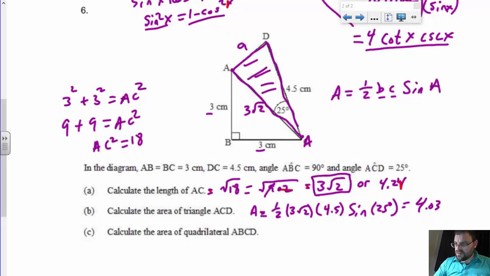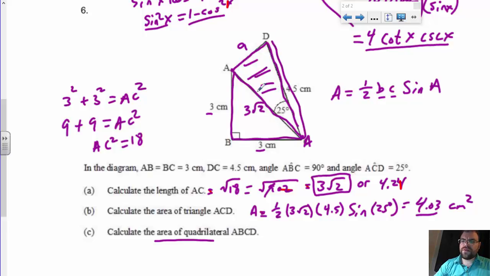Okay, 4.03. The area of the quadrilateral ABCD. ABCD. All right, this is a whole thing. All right, I want the whole thing, area of the whole thing. I already know the area of this part. I just need to find the area of the other triangle and just add the two together, and then I have the area of the whole thing.